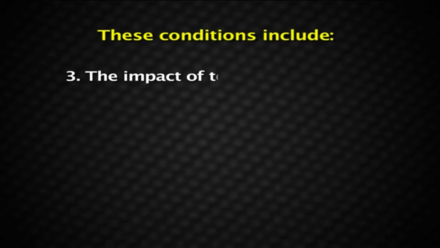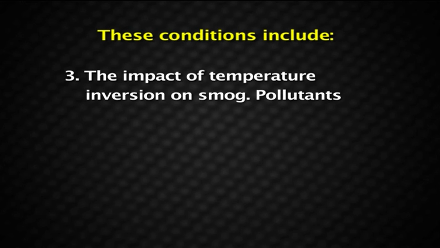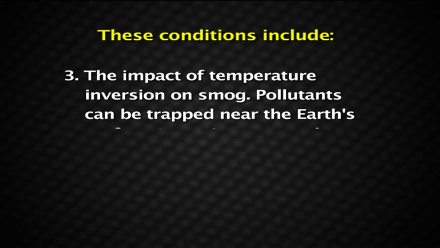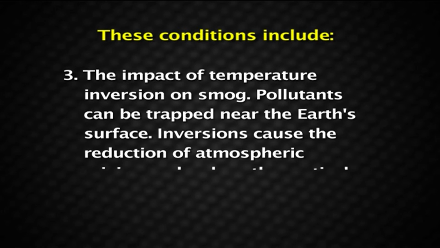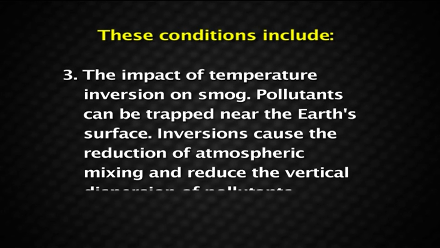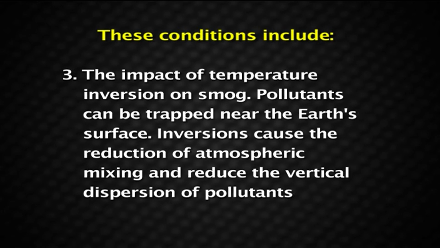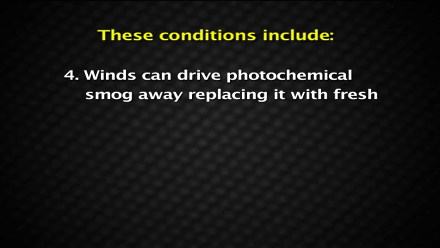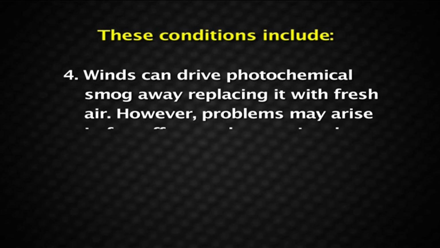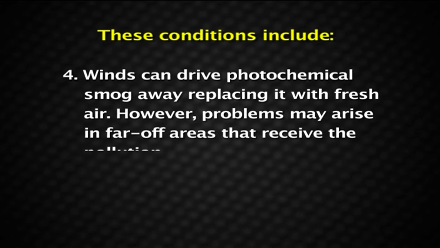As we have already discussed the impact of temperature inversion on smog, the pollutants can be trapped near the Earth's surface. The inversion causes the reduction of atmospheric mixing and therefore reduces the vertical dispersion of pollutants. Lastly, wind can drive photochemical smog away, replacing it with fresh air. However, problems may arise in far-off areas that receive the pollution.